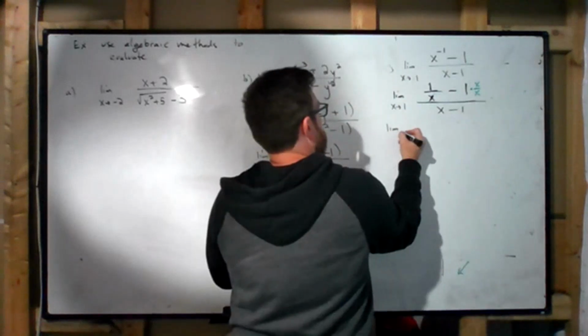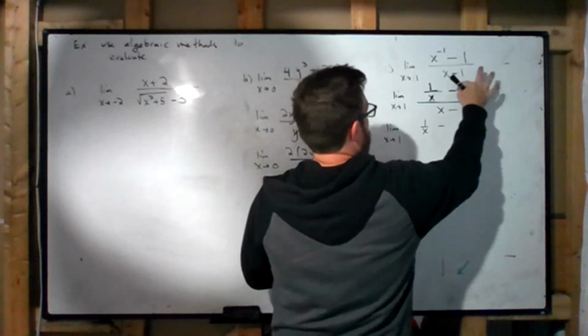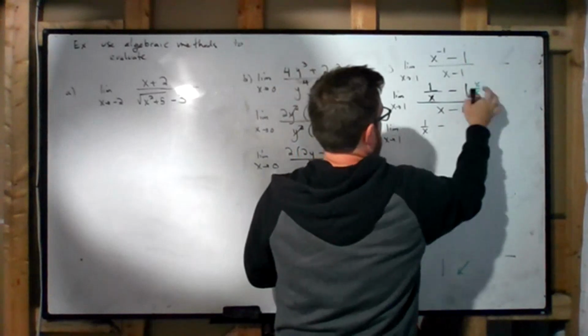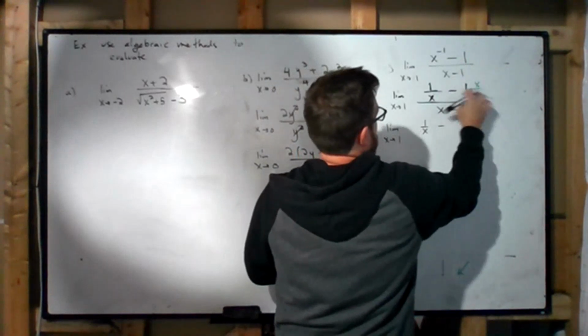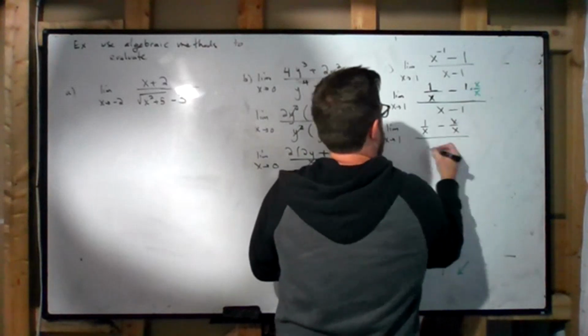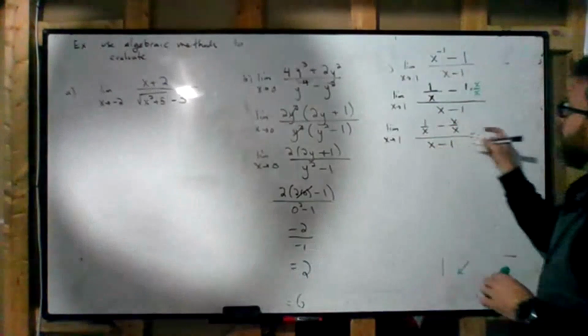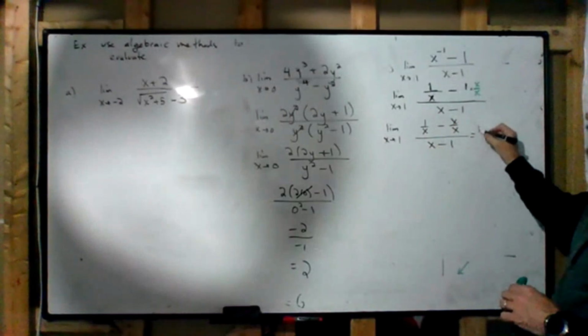So you're going to get the limit as x approaches 1 of 1 over x minus, well, 1 times x is x, 1 times all over, well, this is 1 times x. This will also be a 1 times x. So this is going to be x over x, all over x minus 1. Now almost done. I can combine that numerator because they both have a denominator of x.